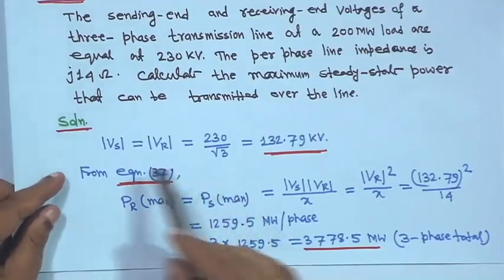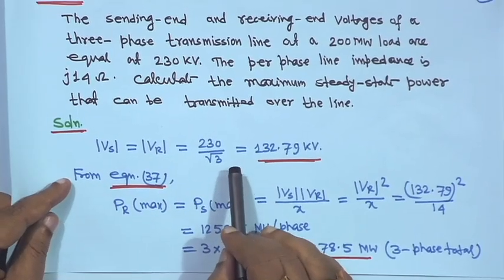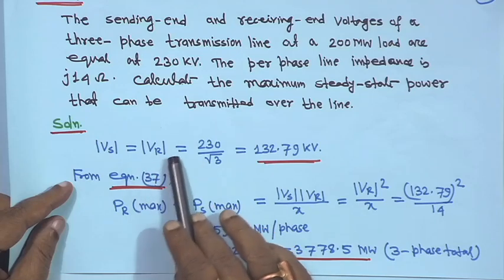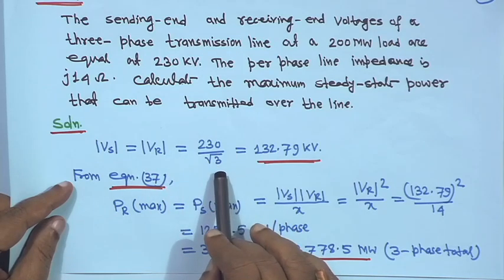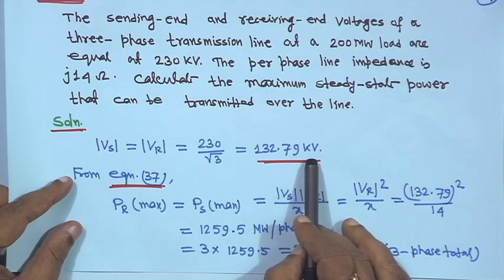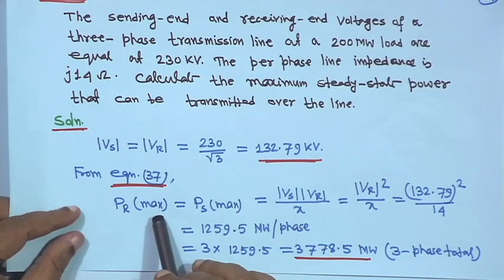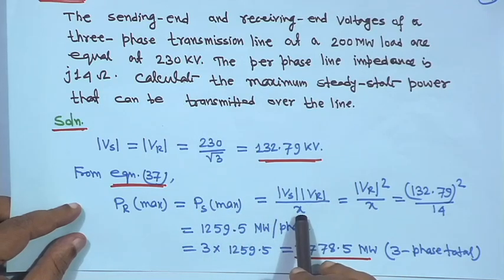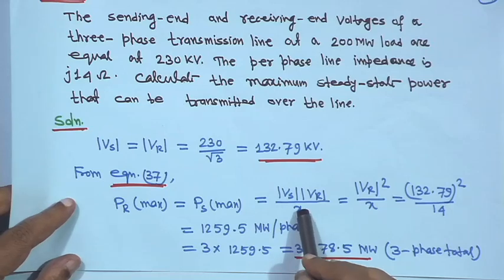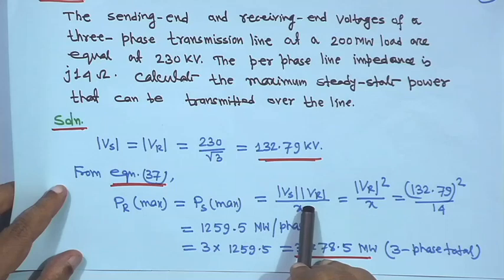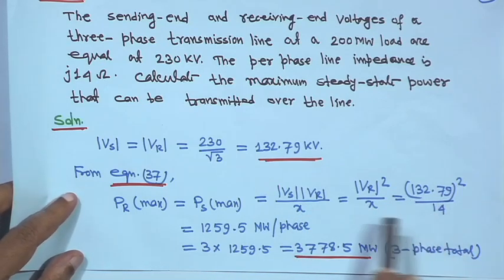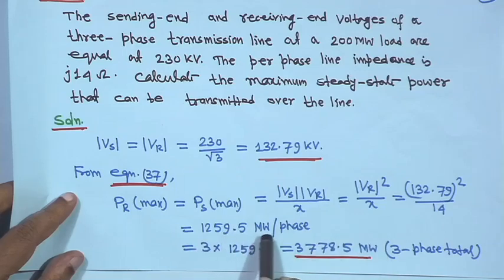So, magnitude Vs, Vr, which we have discussed earlier, we will go for per phase basis analysis. So, magnitude Vs is equal to magnitude Vr is equal to 230 upon root 3, that is 132.79 kV. Now, from equation 37, Pr max is equal to Ps max is equal to Vs Vr upon X, because in that case sin delta is equal to 1, the delta is equal to 90 degrees, and Vs is equal to Vr in magnitude, that means Vr square upon X, that is 132.79 square upon 14. So, that is actually 1259.5 megawatt per phase.